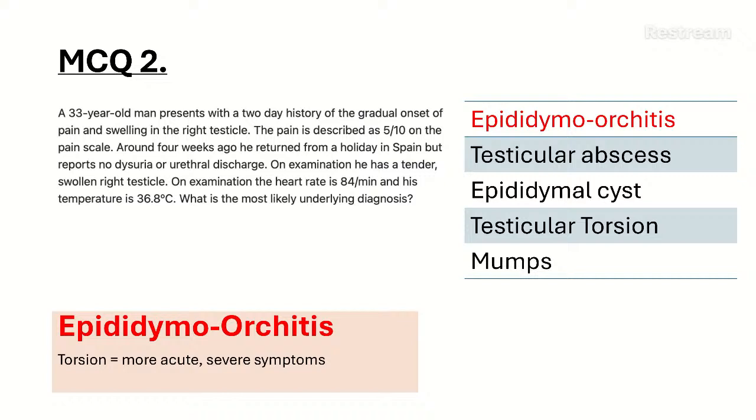If this was going to be torsion, the question would have explained a more acute onset. It wouldn't say things like gradual onset of pain, 2-day history. It would be a much shorter history and a sudden onset of pain. The gradual onset supports epididymo-orchitis over torsion, and you'd get more severe symptoms in torsion, so the pain would classically be more than a 5 out of 10. Obviously, every patient's different and not everyone presents classically, but in terms of MCQ questions for finals, those would be the key things that we'd be thinking about.